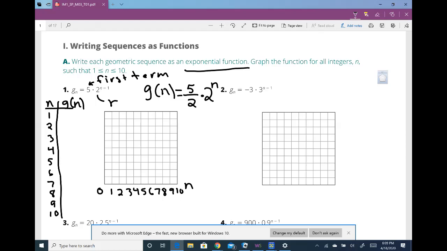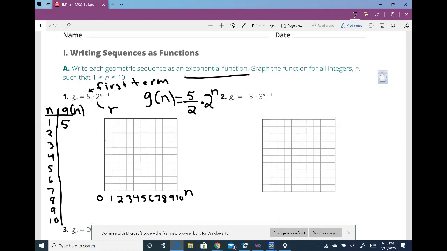Okay, and then we just type in the number. So what happens if we put 1 for n? It'll be 2 to the first power. Follow order of operations. That'll just be 2, and then 2 times 5, divided by 2, and that gives you 5. So it'll be 5. And then we try 2. 2 to the second power times 5 divided by 2, and that would be 10. And then we try 3.